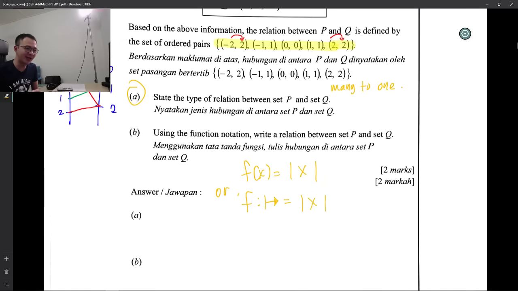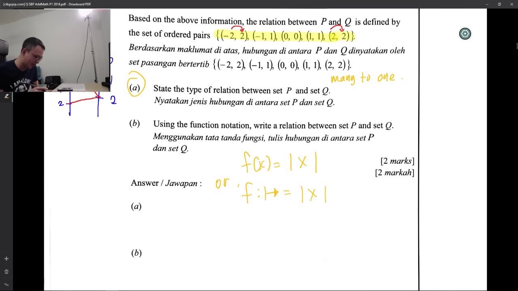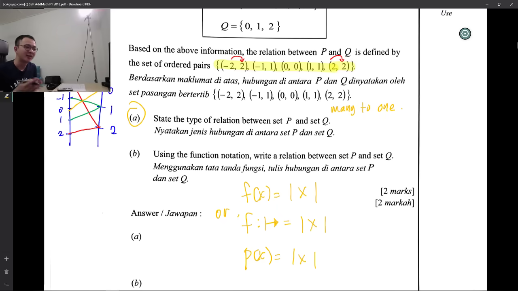Can we use p(x) instead of f(x)? Yeah, in this case you can do p(x). Yes, you can do p(x), because it's still a function. But you cannot do f(x) equals negative x, because if f(x) equals negative x, when you have positive 2, the positive 2 will go to the negative 2, but in fact the positive 2 still goes to the positive 2, right?